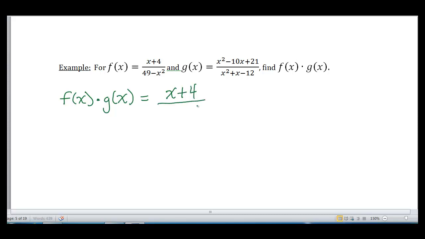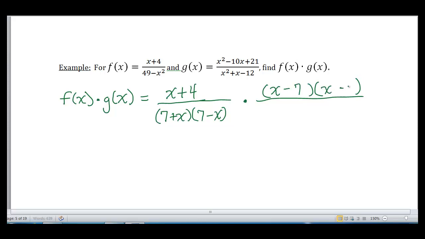Now, to save me some space, some paper, some time, I'm going to go ahead and factor, right? I know I'm going to multiply, put the expression here, but I'm going to have it in factored form. That 49 minus x squared is a difference of squares: 7 plus x times 7 minus x. I'm going to go over here to g of x because I'm multiplying f of x by g of x, and I'm going to factor both the numerator and denominator as well. x minus 7 times x minus 3. And the denominator factors into an x plus 4 times an x minus 3.